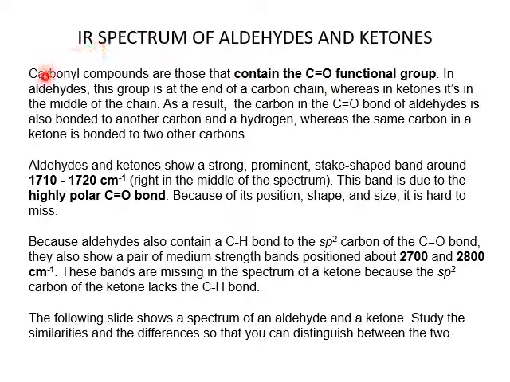So aldehydes and ketones. To know these, they'll show a similar signal. They'll both show the C connected to the O, the carbonyl bond. So they'll always show 1700 and 1720. This is because of the highly polar carbonyl bond, and it's difficult to miss. But because the aldehydes also contain a CH bond to the sp2 carbon, they also show a pair of medium strength bands positioned about 2700 and 2800. These bands are missing in the spectrum of a ketone because, again, there's no such CH bond in a ketone.